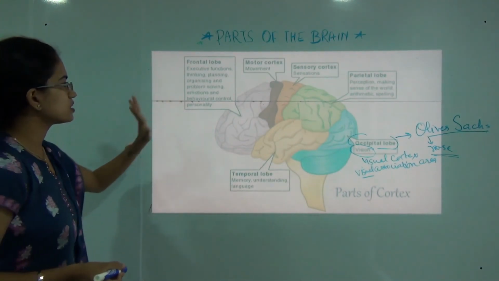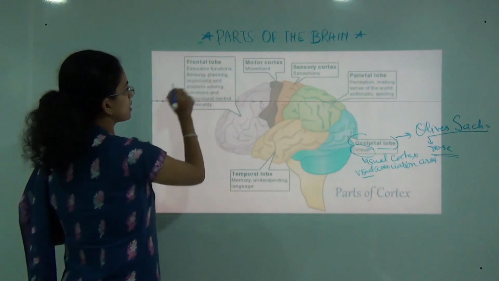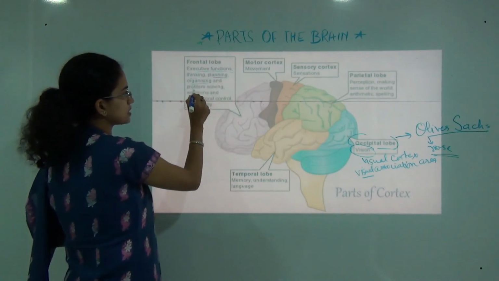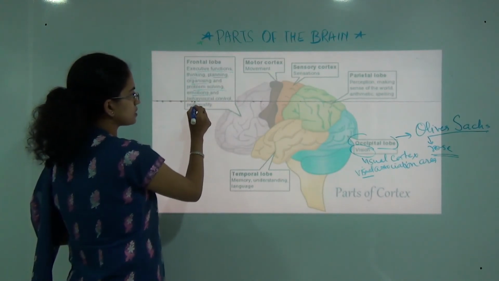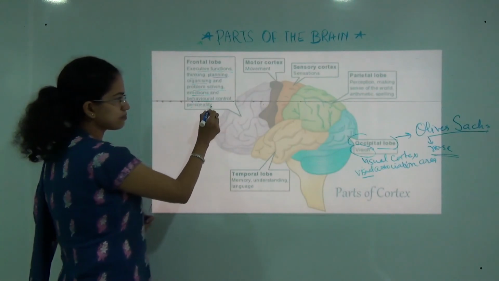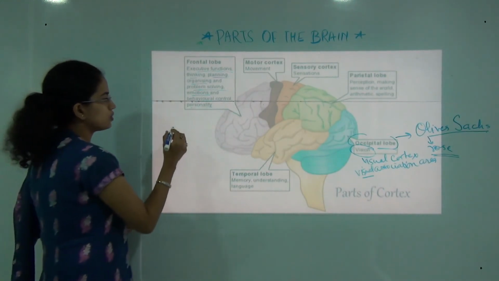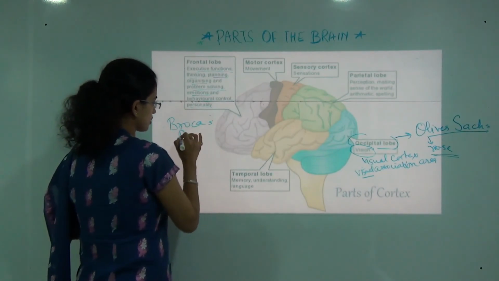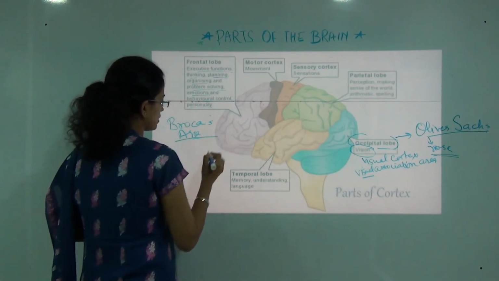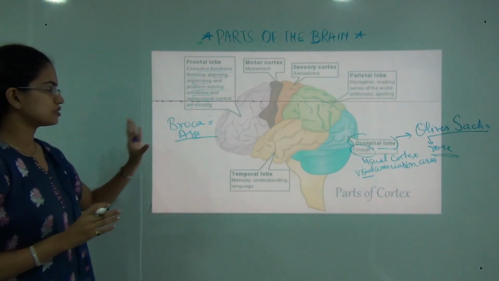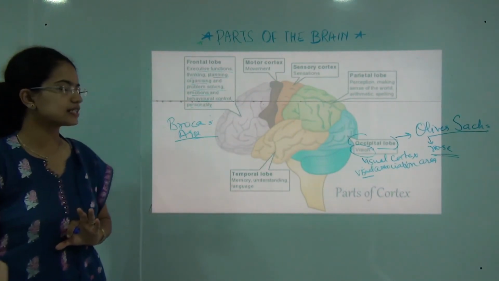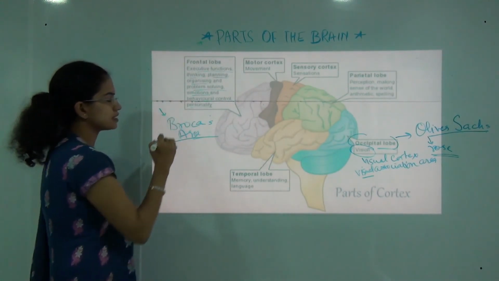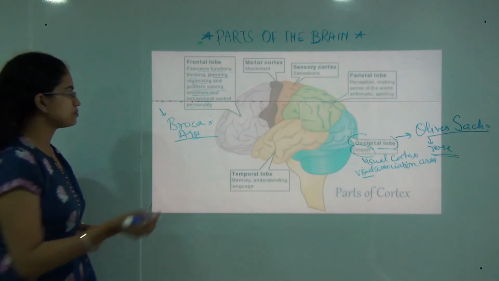Then you have the frontal lobe. The frontal lobe is the most important lobe of the brain. It governs most of the functions: executive functions, thinking, planning, organization, problem solving activities, emotions, behavioral control, and personality. Also, there is one speech center here, known as Broca's area. There are 2 speech centers: one is known as Broca's area and the other is known as Wernicke's. Broca's is located in the frontal lobe and is responsible for production of speech.